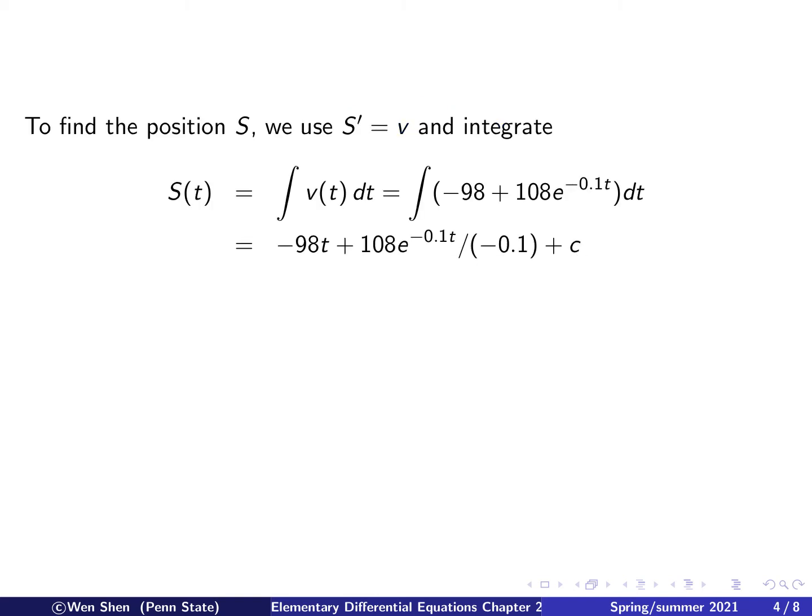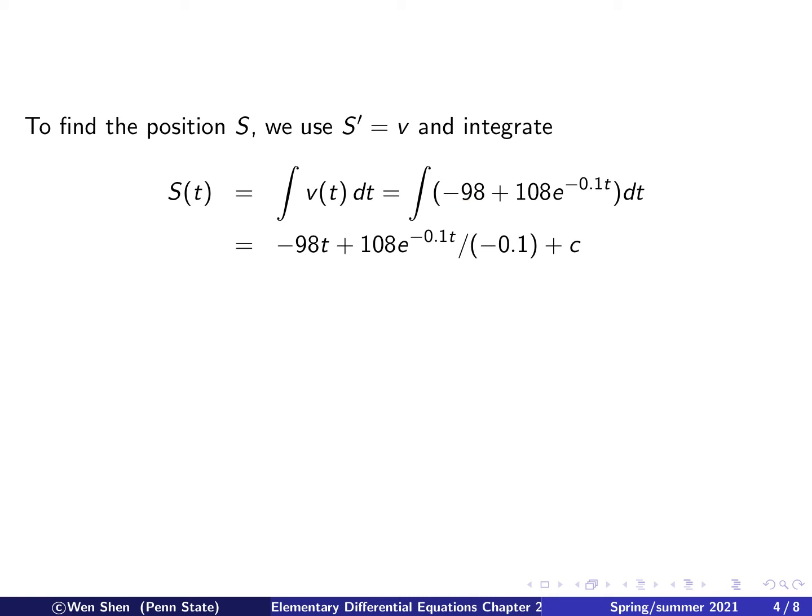Okay, so now let's find the position s as a function of time. Here we can use the fact that s prime equals v. Therefore, if v is given, then s is just the integral of the v. So let's plug in the expression for v. That's this one we obtained from the previous page. And then we integrate each term.